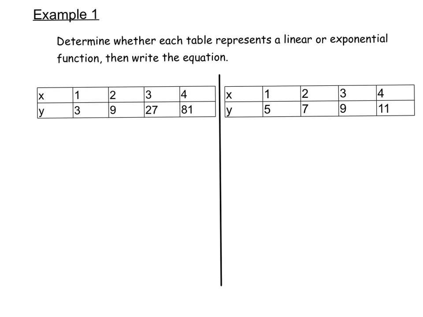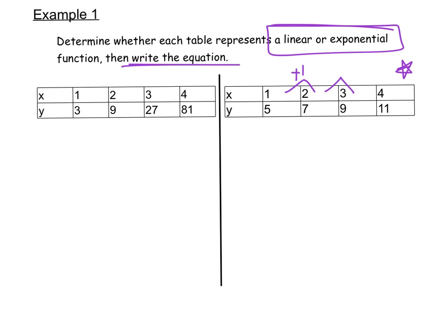On this next slide, we need to determine if it's a linear or exponential table, and then we have to write our equation. So I'm actually going to start with the one over on the right. So if we're looking at our change in x's and our change in y's, we'll notice that our x's are going up by 1, and our y's are going up by 2 each time, every time we're adding 2. When your y's increase by a function where you're adding, we know that's going to be linear.